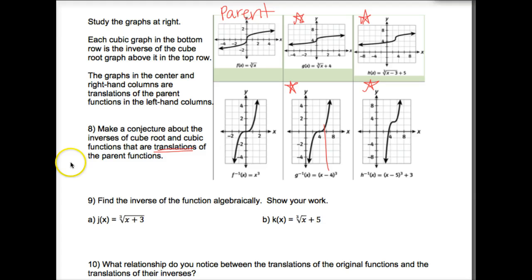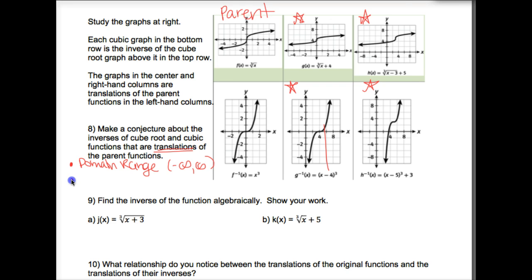All right, one that I came up with was that domain and range all go from negative infinity to infinity. So that's one conjecture you might make.